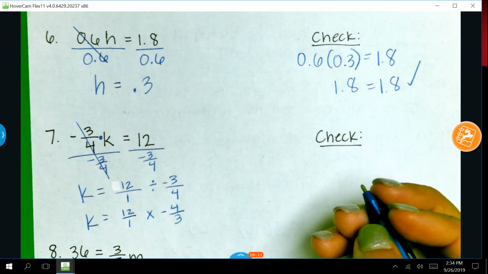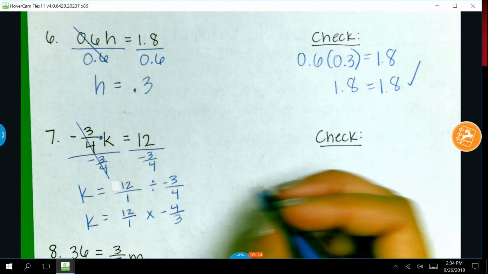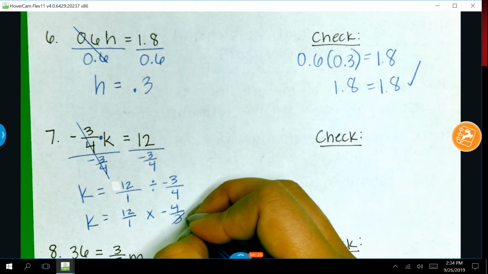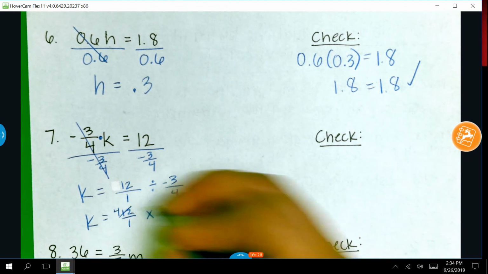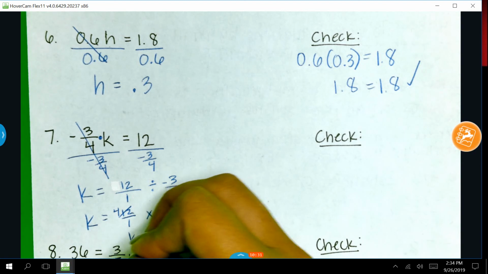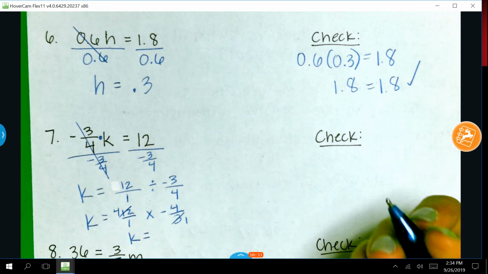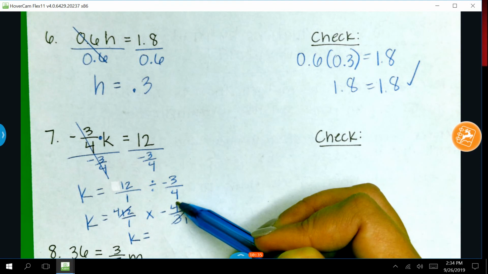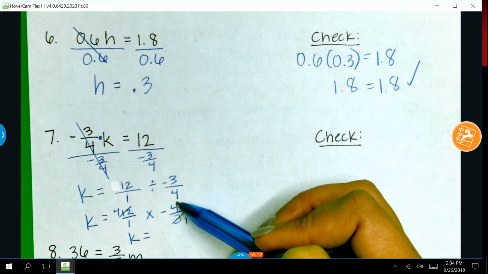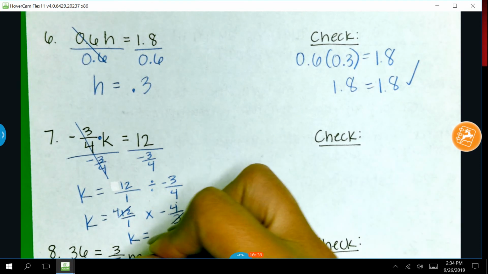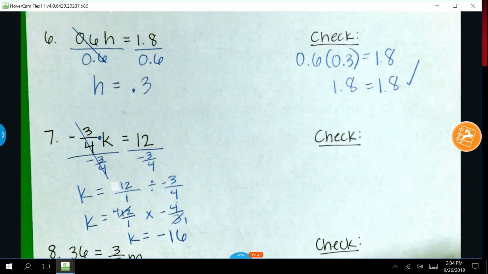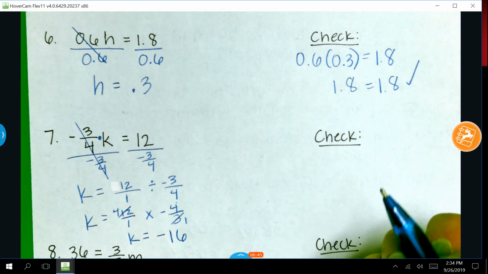Can I cross simplify? Yes. My 12 and my 3 become a 4 and a 1. So now k equals 4 times negative 4, which is what? Negative 16. Questions on that?